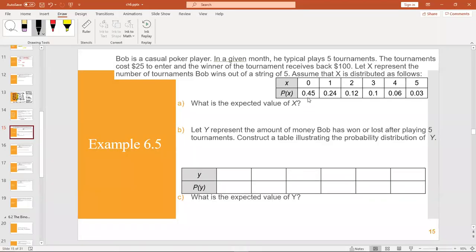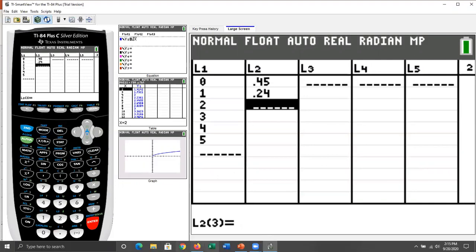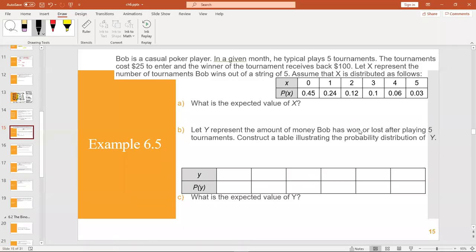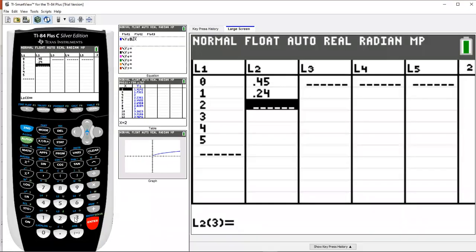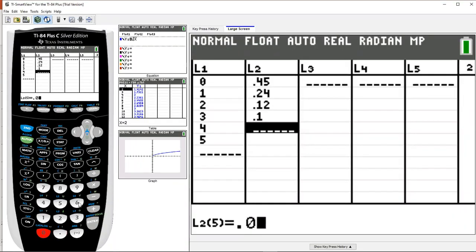And then what do we got? 0.45, 0.24. So we'll put those in the first two. And then we've got 0.12, 0.1, and then we've got 0.06, and 0.03.